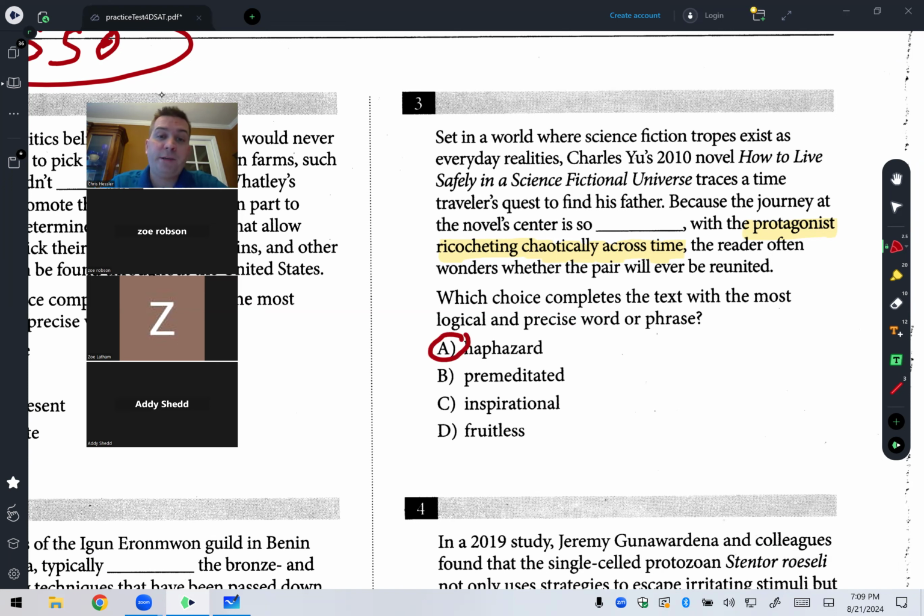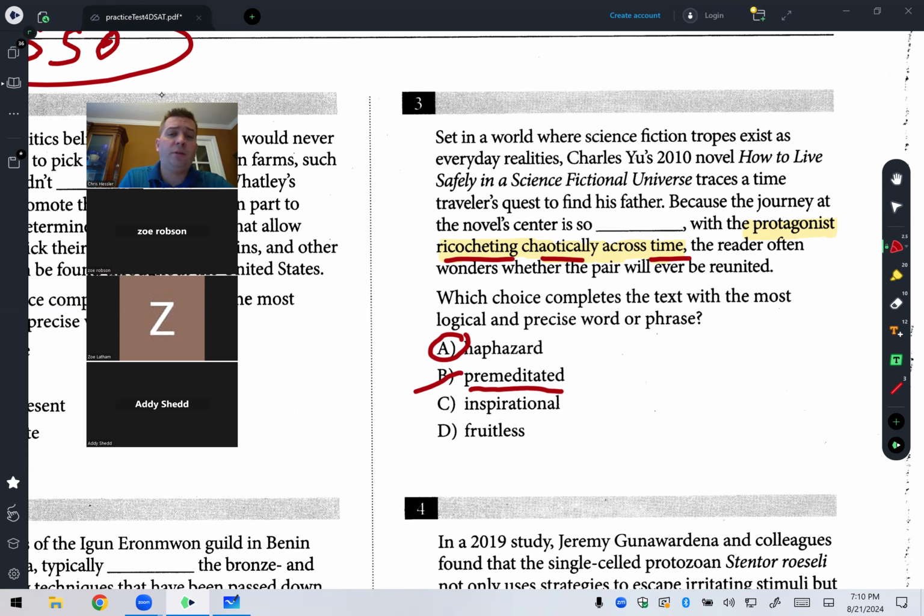So watch out for antonyms. Answer choice B is an antonym. This is the opposite of the word that we needed. This means the opposite of the word haphazard. If something is premeditated, it's planned ahead of time, but that doesn't go with this idea of ricocheting chaotically across time. That to me sounds like it isn't premeditated. That sounds like a haphazard journey, which was answer choice A, the correct one.